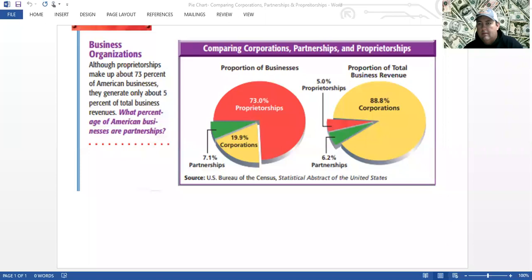But what I want to do is get the class going on another lesson. So let me share my screen, and I'm going to go over a pie chart with you guys today. Right now you should be able to see my Microsoft Word pulled up here. It's a little pie chart, right?